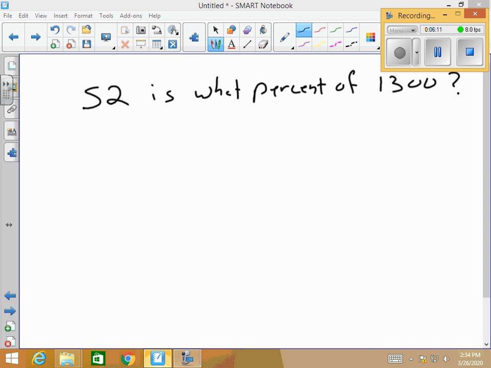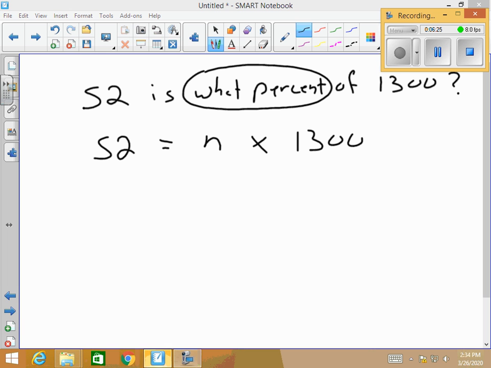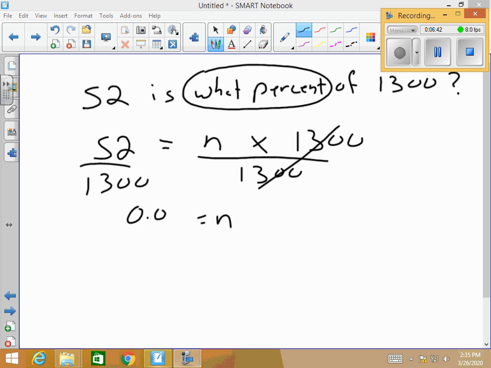All right, well, seems simple enough. 52 equals what percent? What percent here is actually all the same guy, it is all N. Of is times, and 1300. Well, all of a sudden, that's not a big problem. I can divide by 1300, get it off the right side. There it goes. Divide by 1300. And N equals, and in this case, I get 4%. Well, I don't get 4%. I actually get 0.04.